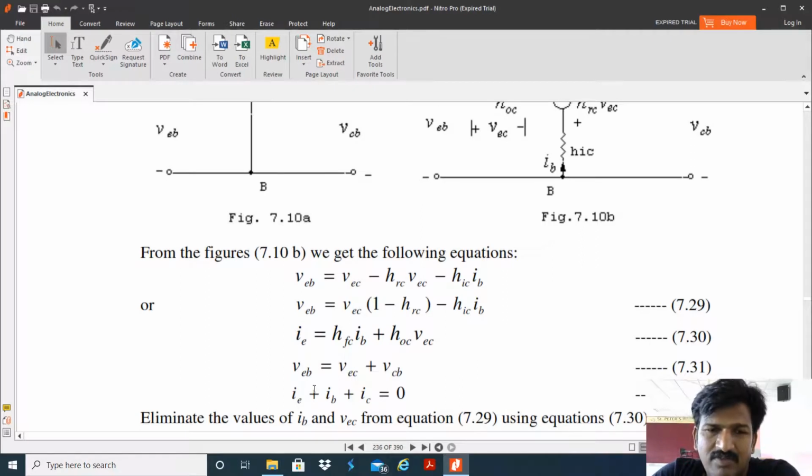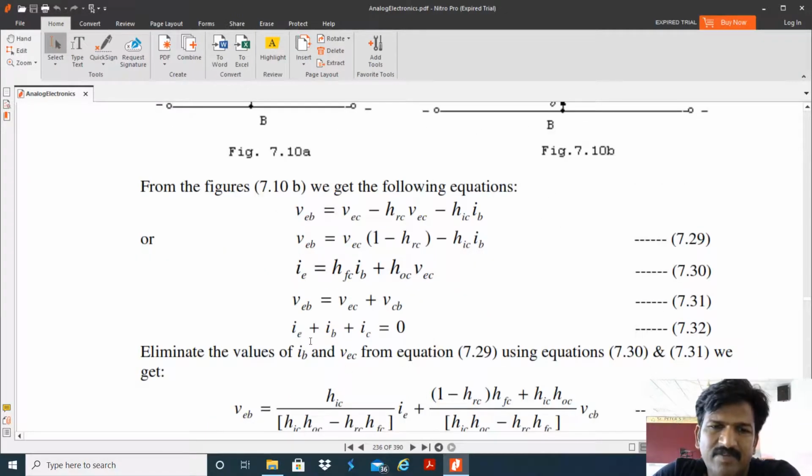Then you know that VEB is equal to VEC plus VCB. By cancelling the CC, VEB you can have is VE plus VEC plus VCB. Then you can say the sum of all the currents of the transistor is equal to 0: IE plus IB plus IC is equal to 0. Generally IE is equal to IB plus IC. That is a formula you should remember.